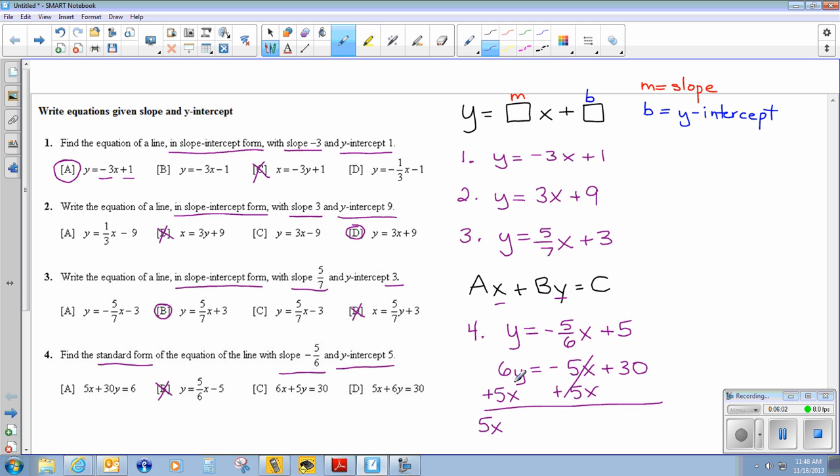Next, I want my y term. This is plus 6y. And it equals my constant, which in this case is 30. This is now in standard form. So we're looking for 5x plus 6y equals 30. That would be choice D.